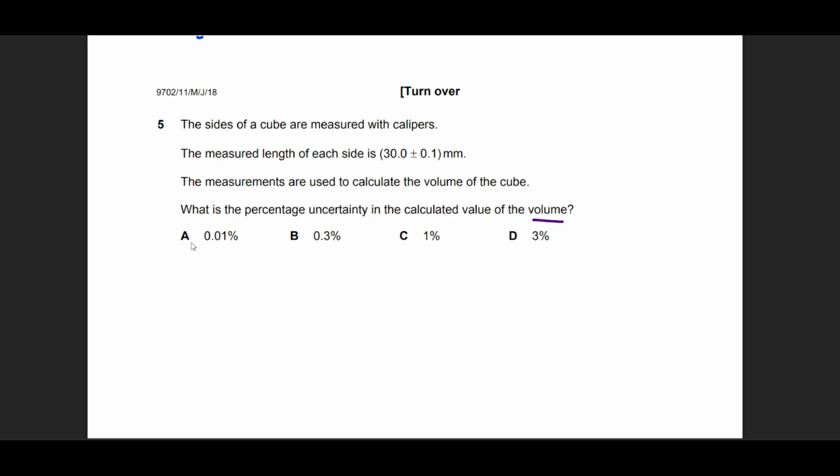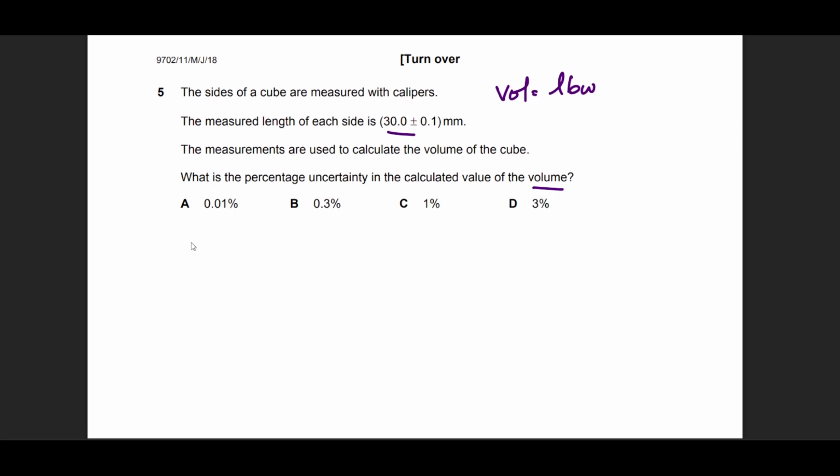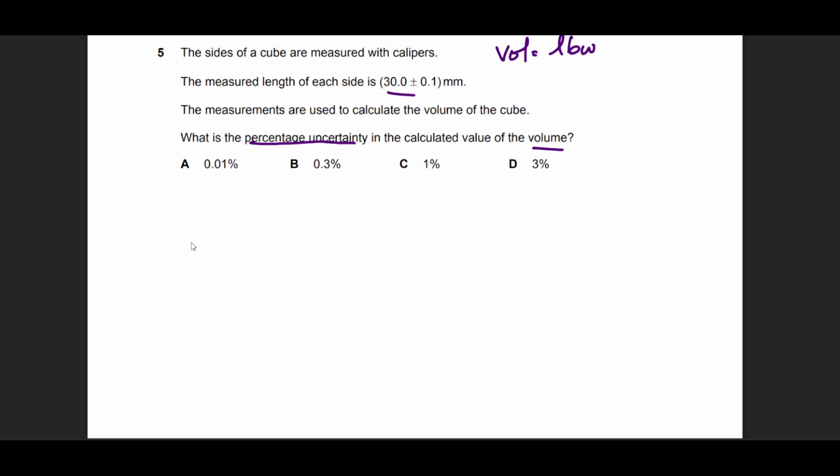Now, notice that the examiner does not give you the formula. So volume is calculated by length, breadth, and width or height, whatever formula you choose. And every side is 30 millimeters. What's the percentage uncertainty? First, let's make the error function.